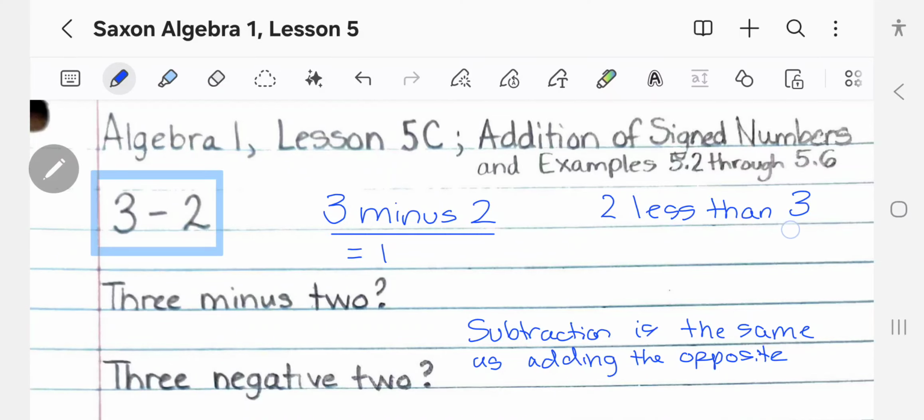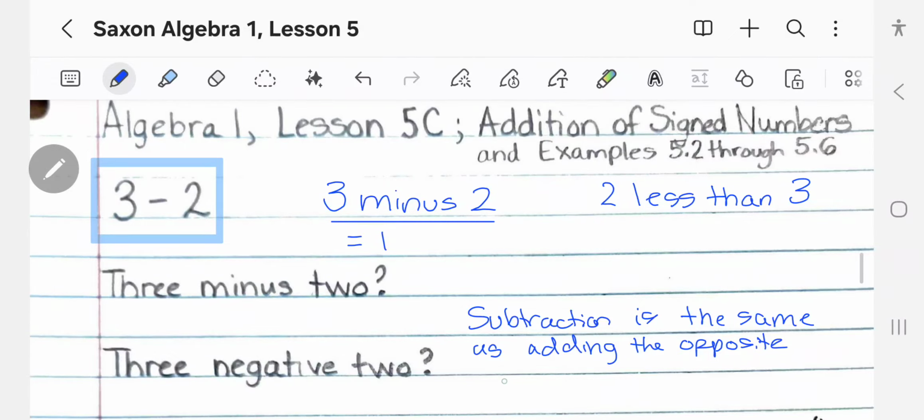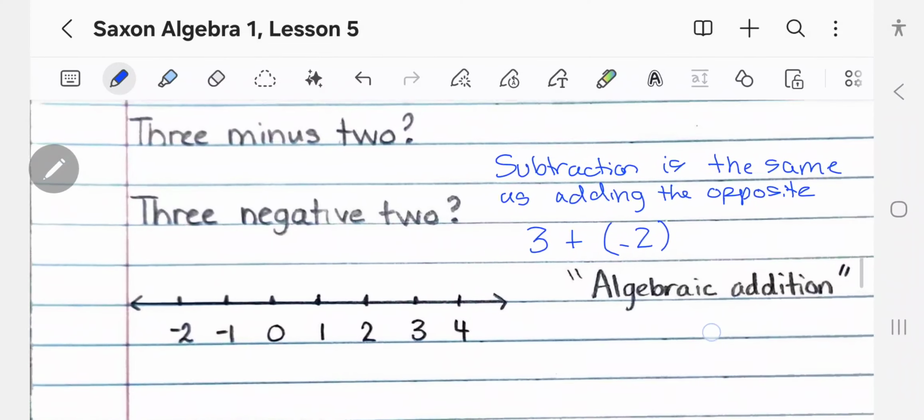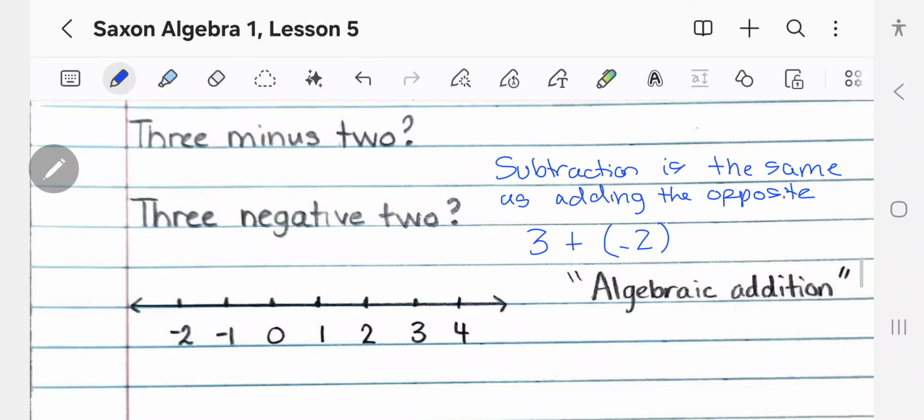That means for this problem, I could rewrite it as 3, but instead of subtract 2, I could say adding a negative 2. Because what's the opposite of positive 2? Negative 2. So 3 minus 2 is exactly the same as 3 plus a negative 2. And in algebra, it's often beneficial for us to think about subtractions as adding a negative, or adding the opposite of the second number. So we're going to look at a number line.